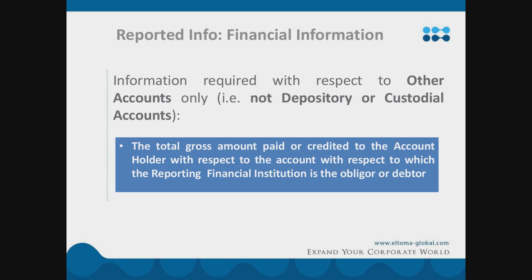And there is the last group of information that is to be disclosed within the block of financial information required with respect to other accounts only, so not depository or custodial accounts, is the total gross amount paid or credited to the account holder with respect to the account with respect to which the reporting financial institution is the obligor or debtor.